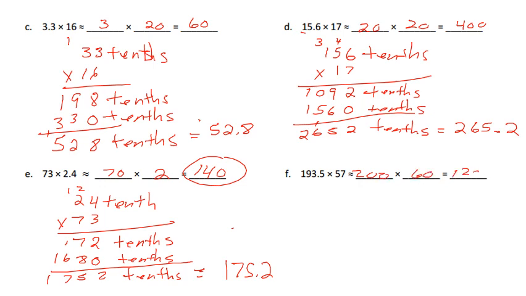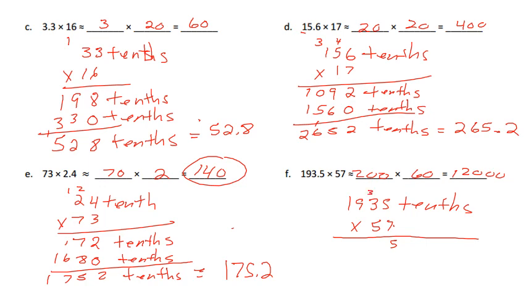On the next one, 193 is going to be closer to 200. 57 is going to be closer to 60. 6 times 2 is 12 with 3 zeros. So we should be getting close to 12,000 on this one. So on this one, I'm going to put 1,935 tenths. And I'm going to multiply that times 57.